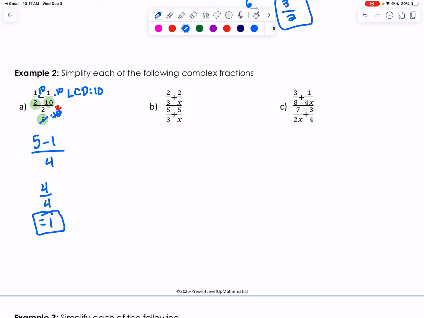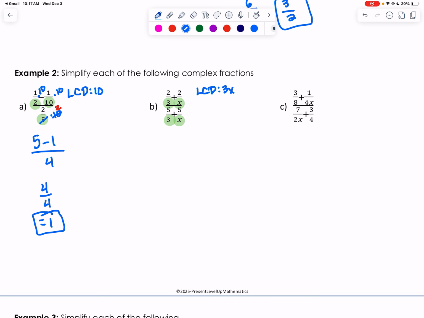All right, now let's talk about problems with variables, because honestly, most of the problems you're going to see on your homework or on a test or on things like the SAT or the ACT, they're going to have variables in there. So let's talk about what happens when you have variables in your denominators. So look at B. We have a 3, an x, a 3, and an x. So hopefully it's pretty easy to see that in this problem, your LCD is simply going to be 3x, okay?